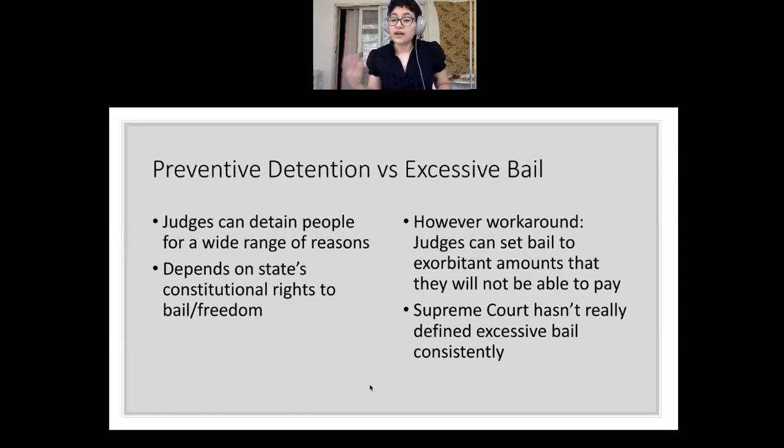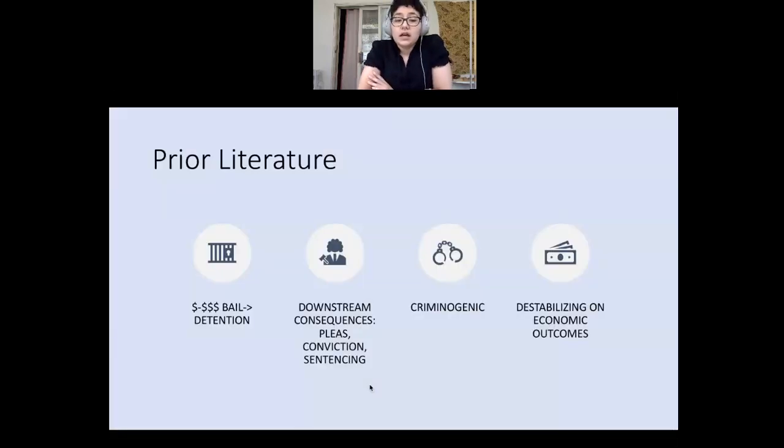But defining excessive bail, like I said, is difficult. And so prior literature has shown that if there's bail, you're often going to be detained because people have a hard time even posting like $500 for bail. A lot of people are living paycheck to paycheck and reasonably can't pay even what the court defines as nominal, like lower amounts of bail.